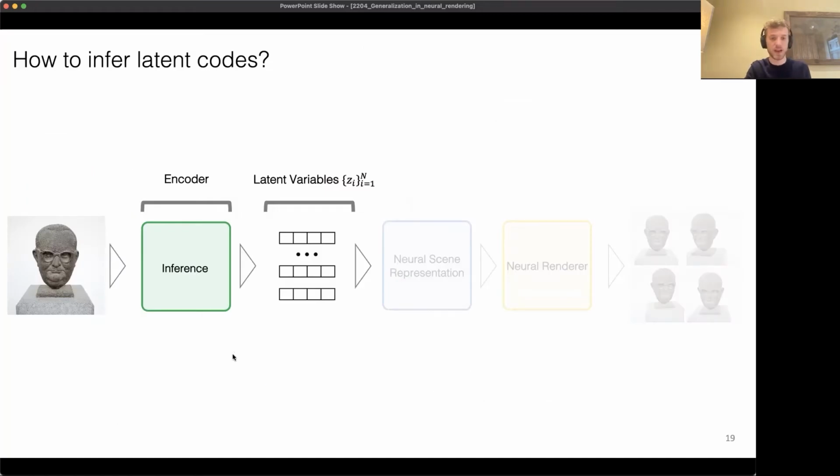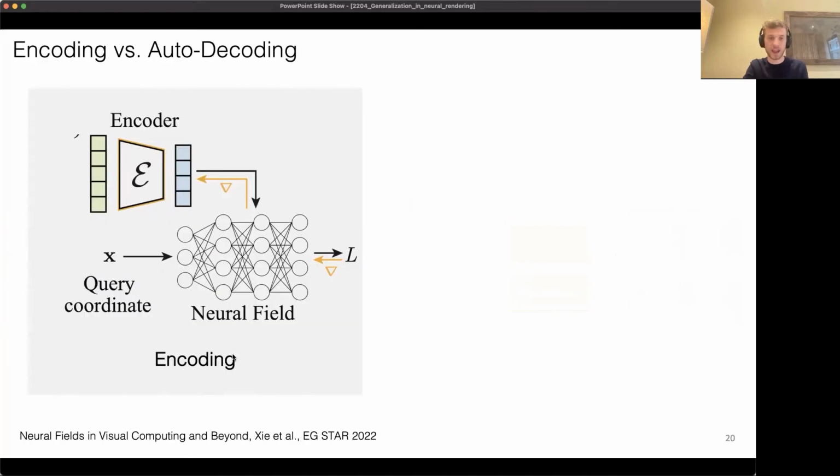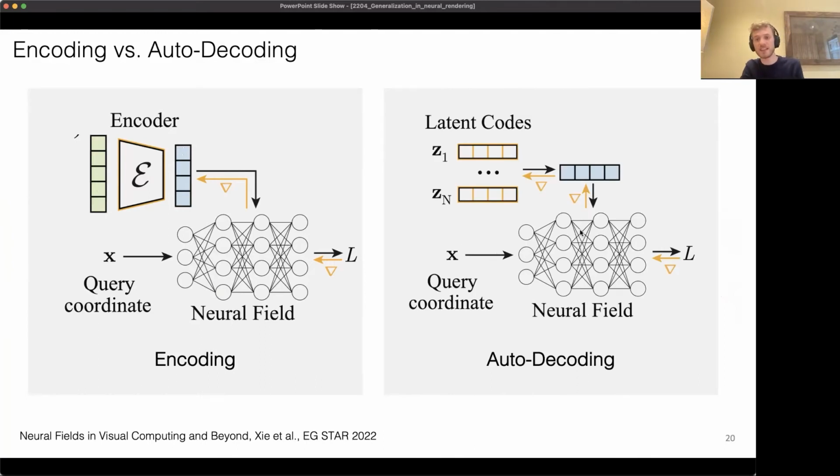Cool. Lastly, how do you infer the latent codes? In general, that is done via an encoder. So you have, for instance, an image, you use an encoder that outputs a latent code, and then that's what you use to condition. Or you can also do it via auto-decoding. Here the idea is that for each of your training samples, you have a set of latent codes, and you're jointly optimizing these latent codes together with the weights of your neural field or of your neural scene representation. We don't have time to go into depth, but these are basically the two general approaches.